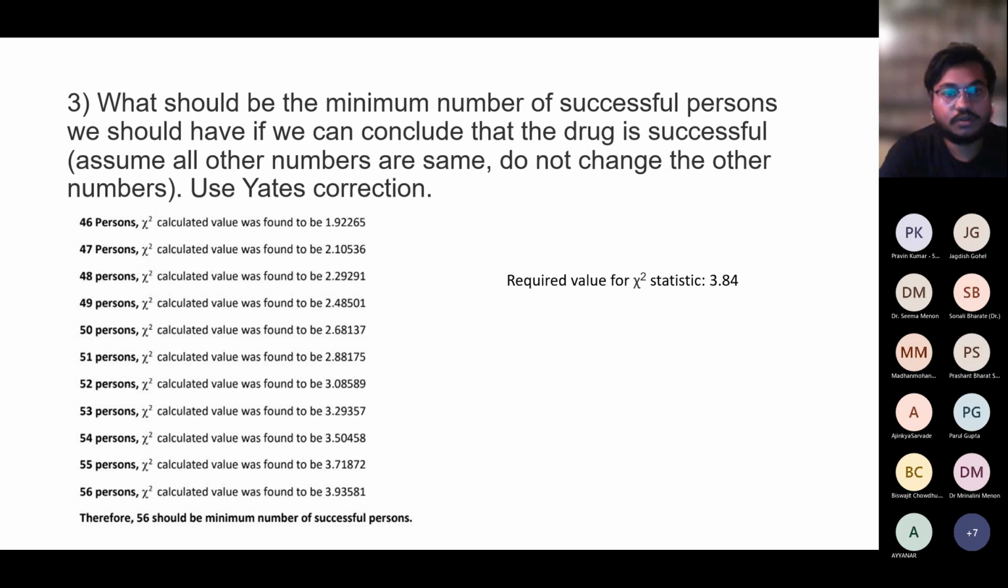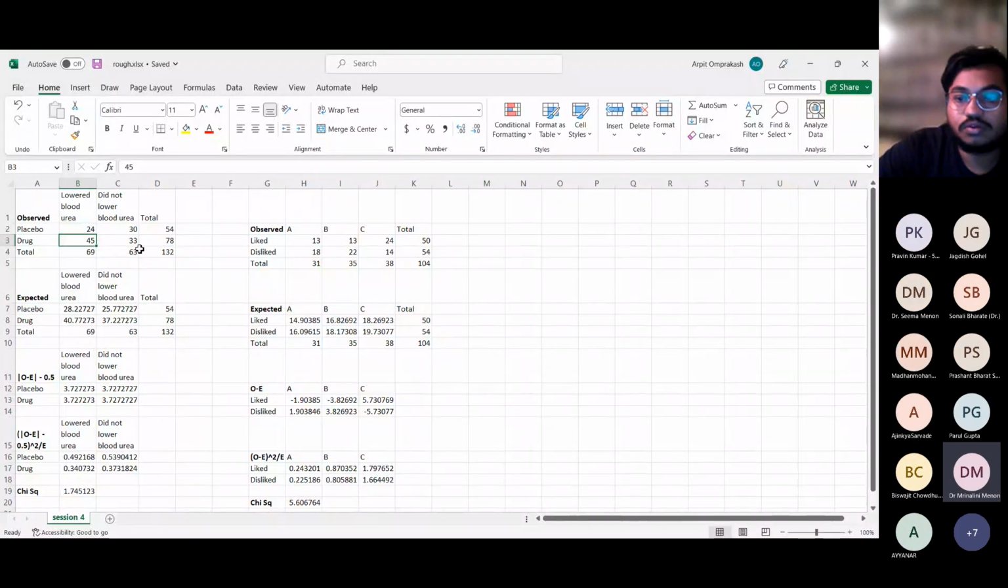I'll just show it to you in Excel once. Sorry, can you just repeat that point? You're running the calculations, that is the calculations in the earlier. Yeah. Still you're So substituting.